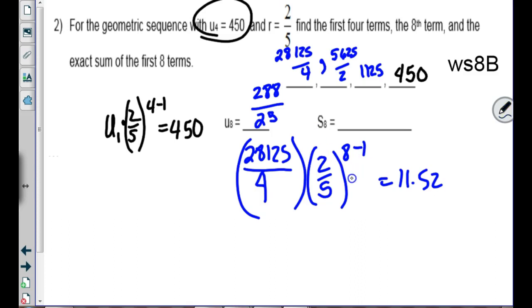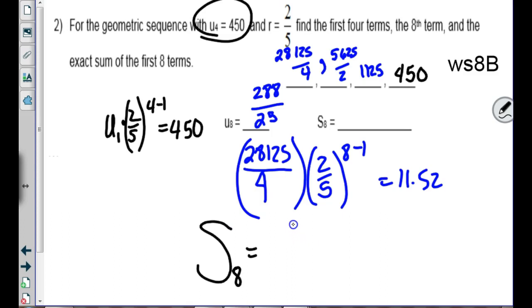Do we need that last term to find the sum of the 8 terms? Sorry, I didn't ask a question that made any sense. Do we need this term to find the sum of the 8 terms? The answer is no. Do you remember why? It's not arithmetic. That's when you need the last term. Do you remember the sum formula for 8 terms when it's geometric?